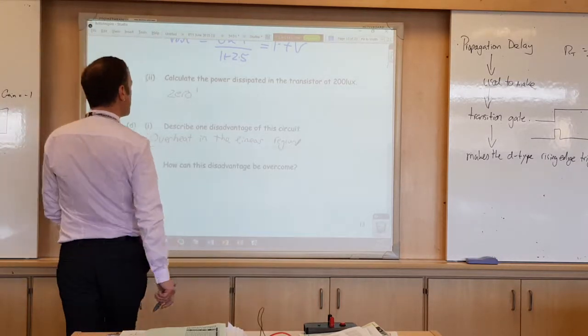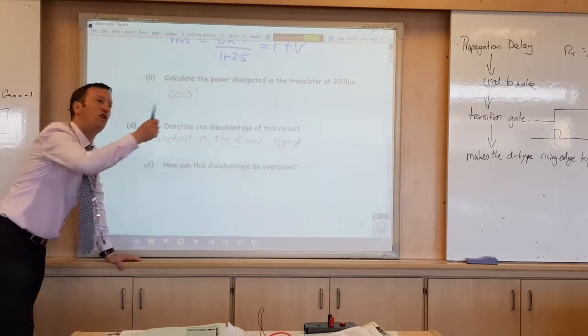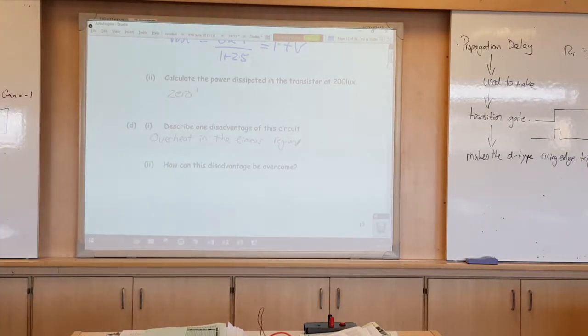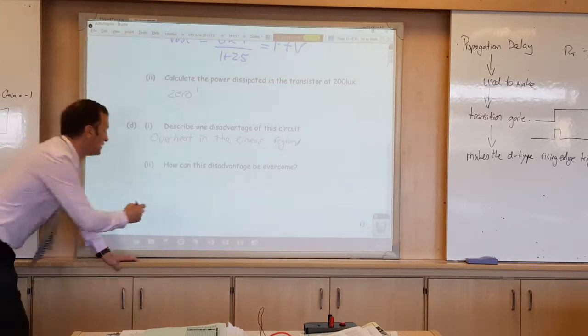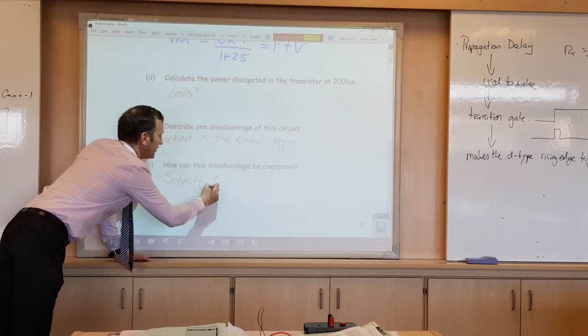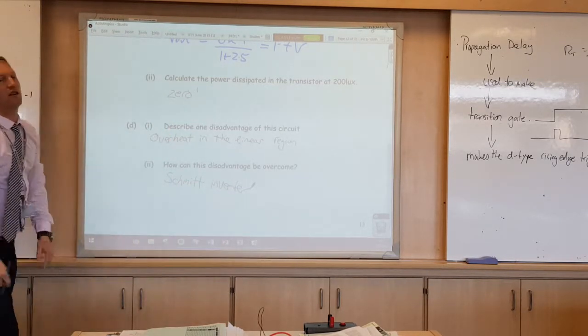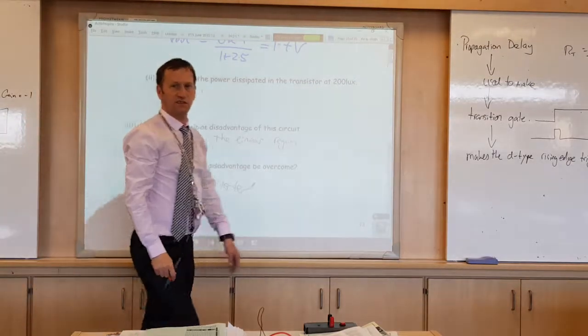How can this disadvantage be overcome? A Schmitt inverter, or a comparator circuit. Remember the op-amp comparator circuit? So that'd be a Schmitt inverter. Not a very simple one. You've done that. Okay, so that's transistors, so I'll stop the video.